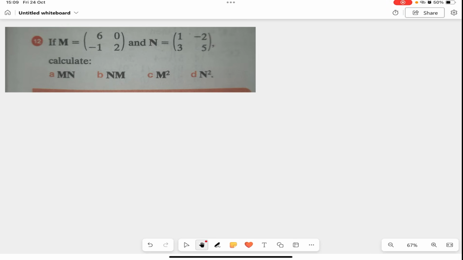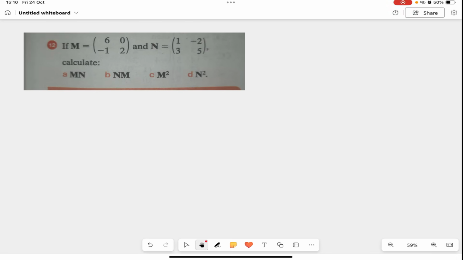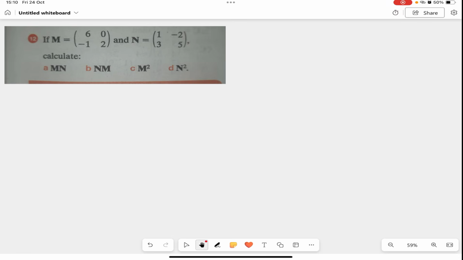Given matrix M and matrix N, 2 by 2 matrices in both cases, we're asked to carry out a couple of operations: MN, NM, M squared, and N squared. This is a very simple one, so let's just try to see what we can do here.